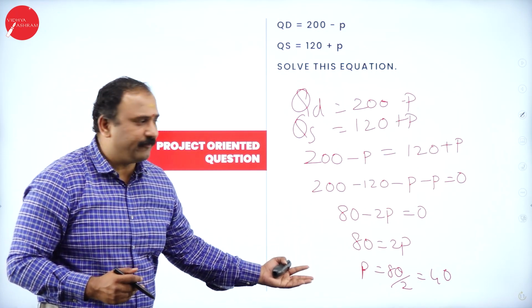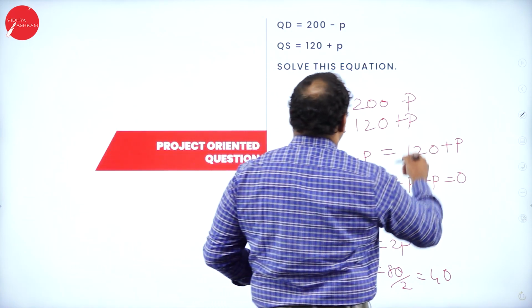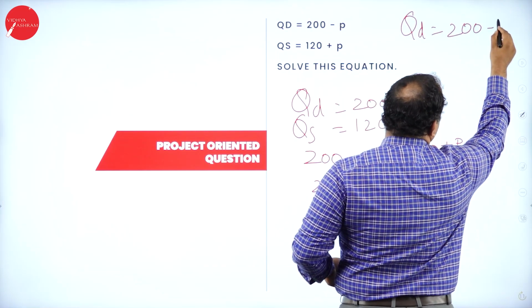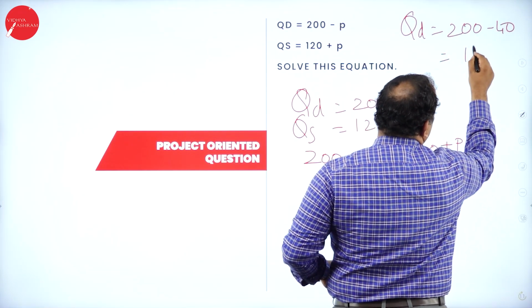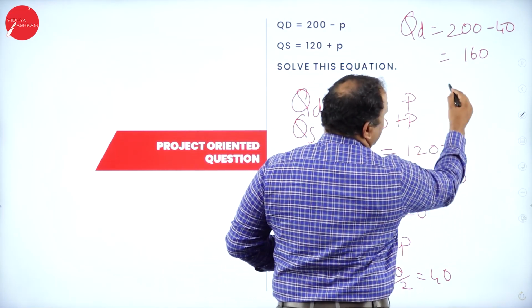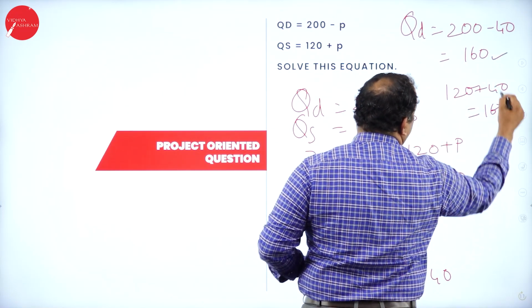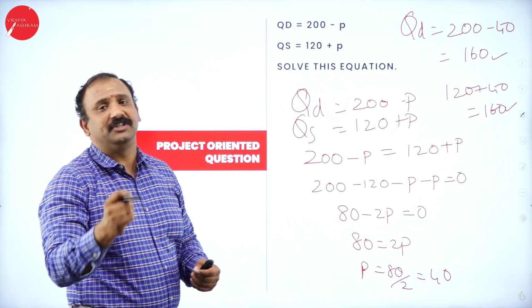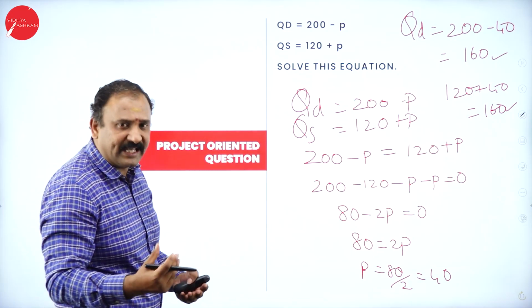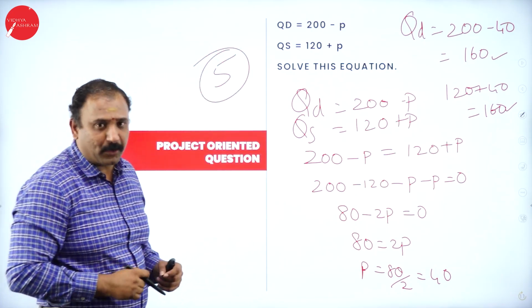Once you've got the value of P, you can substitute it in either equation. Let's say we take the demand function itself. QD is equal to 200 minus 40, so the value here is 160. If you put it in the other equation, you will get the same value: 120 plus 40, which is equal to 160. So both of them are matching, and we are reaching a perfect equilibrium. This is a very simple problem which you can solve in the examination, and it can fetch you a full 5 marks. So please don't miss out on these problems.